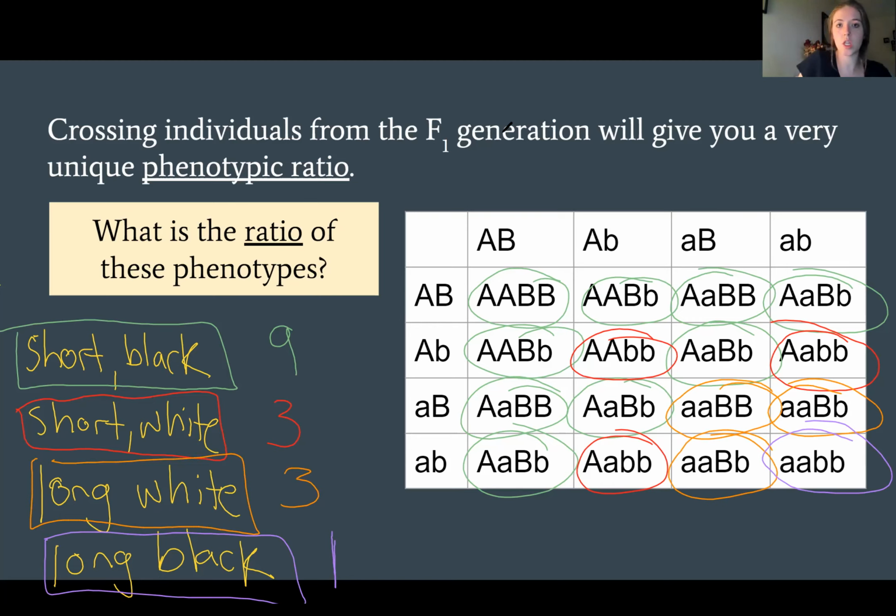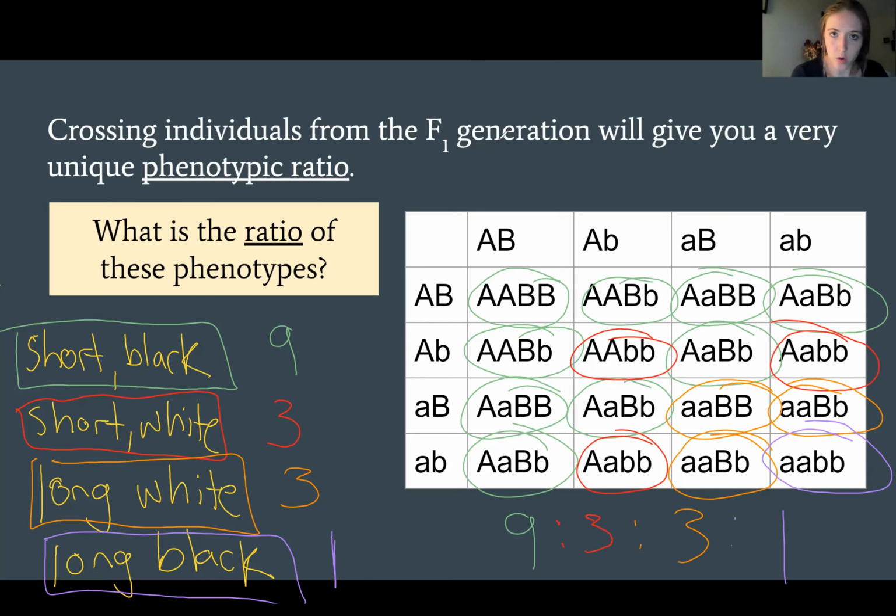So if you look at this ratio, the way that you figure out this ratio, this is a 9 to 3 to 3 to 1 ratio.